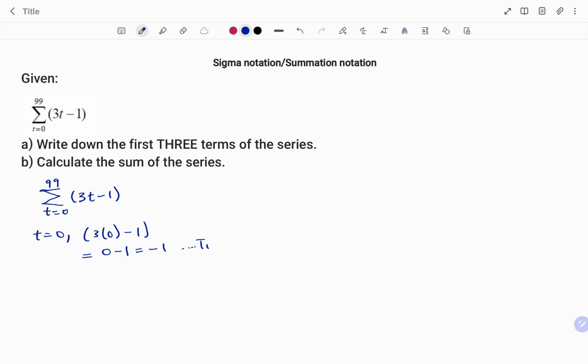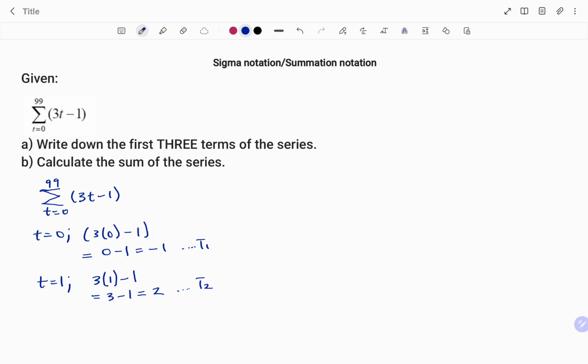To find the second term, we have t equals to 1. I'm going to correct that. We've done t equals to 0. We have t equals to 1. That will give us 3, the same formula, 3t minus 1. This time around, the value of our t is 1, minus 1. That will be 3 minus 1, which is equal to 2. That will be our second term.